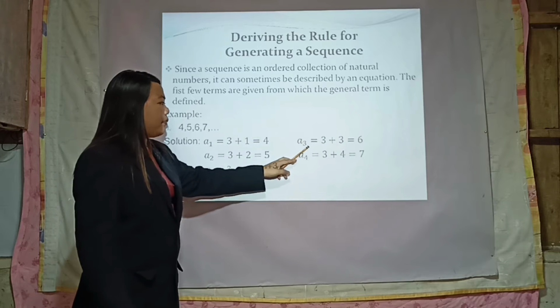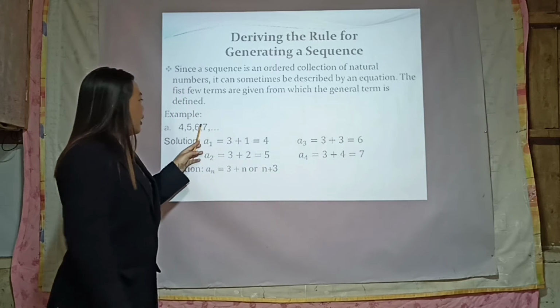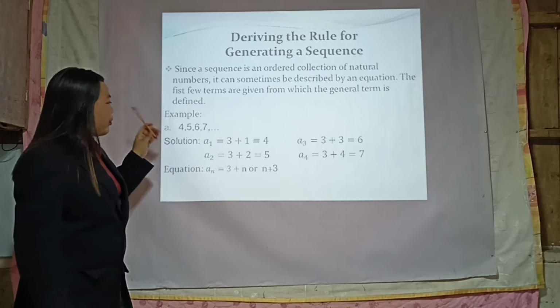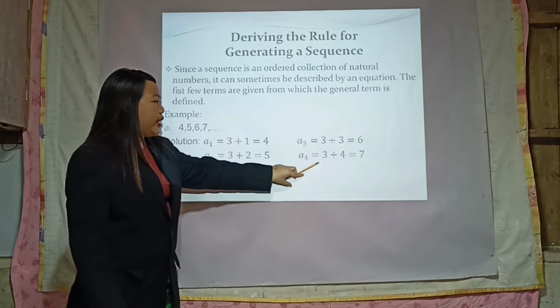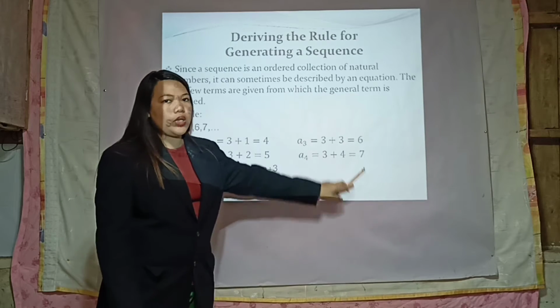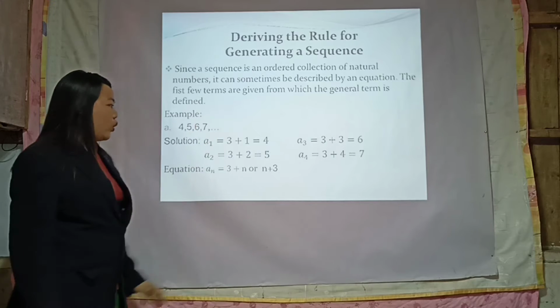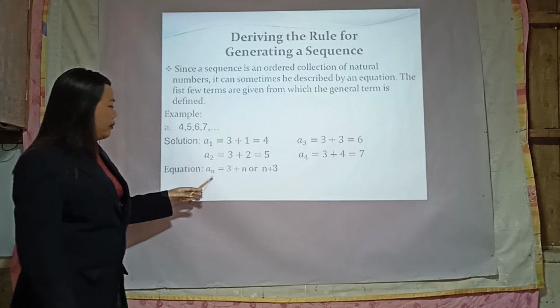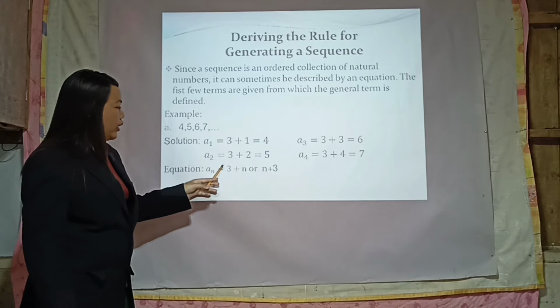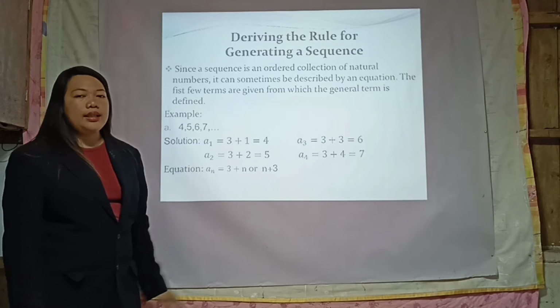Next, a sub 3 is equal to 3 plus 3 is equal to 6. So, the third term is equal to 6, and a sub 4 is equal to 3 plus 4 is equal to 7. So, the fourth term is 7 and so on. Now, our equation will be a sub n is equal to 3 plus n, or n plus 3.